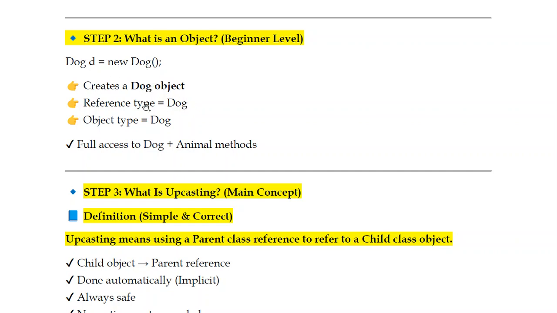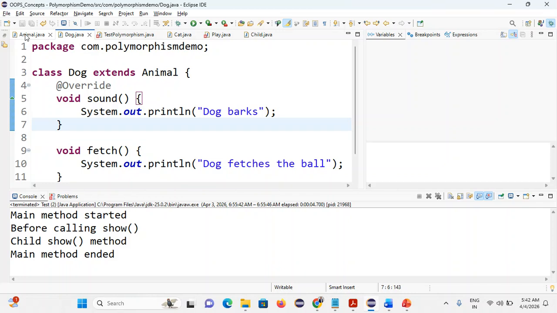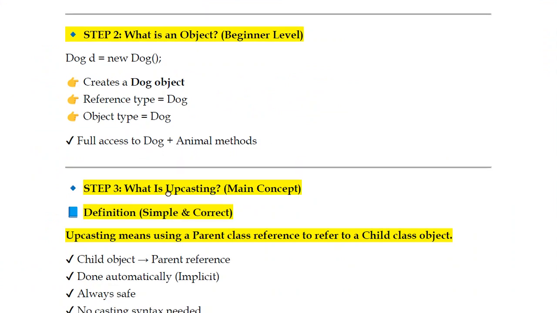Reference type is Dog. Object type is Dog. So full access we are giving to Dog and then Animal methods. Am I right? While creating the object for Dog, it will also access the features of Animal. So full access is given to Dog. Animal methods can be invoked here itself, in the Dog class.